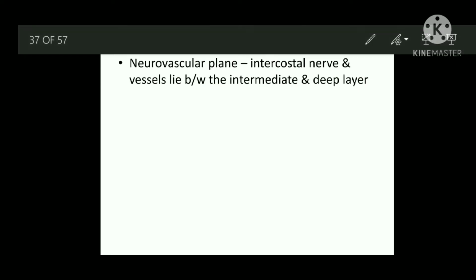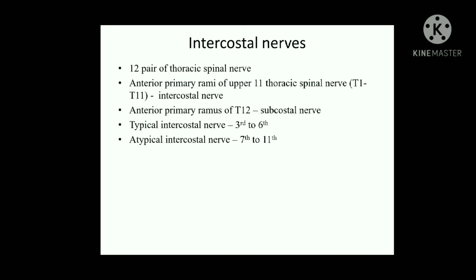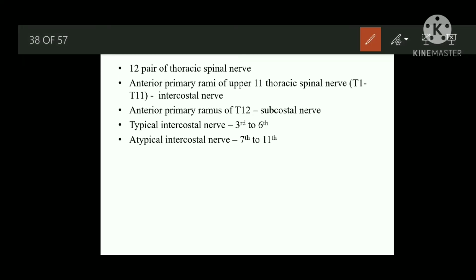So, the neurovascular plane lies between the intermediate and the deep layer. First come to the intercostal nerve. So, there are 12 pairs of thoracic spinal nerves that supply the thoracic wall.